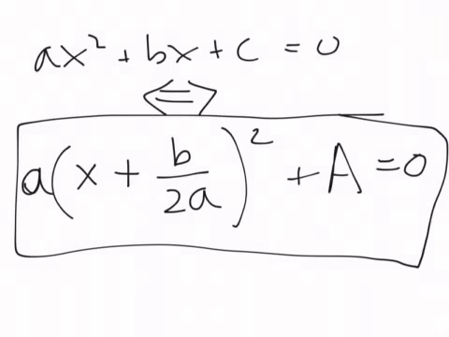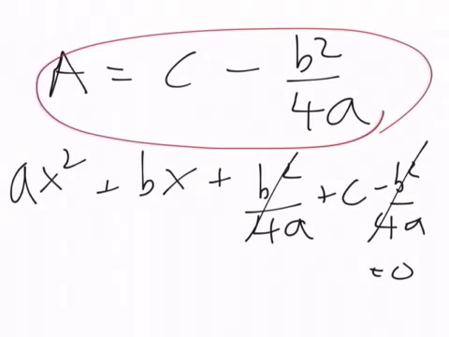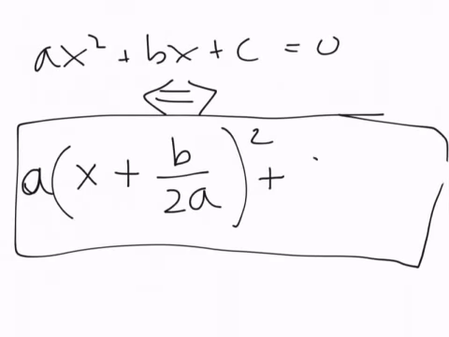So let's do it. Let's rewrite this again, but with that big A substituted in for what we now want to define A as. So in fact, I'm going to do it here. So what we have learnt is the top equation is equivalent to ax plus b over 2a squared, plus c minus b squared over 4a, equals 0.